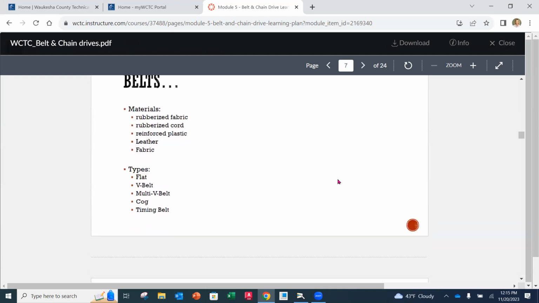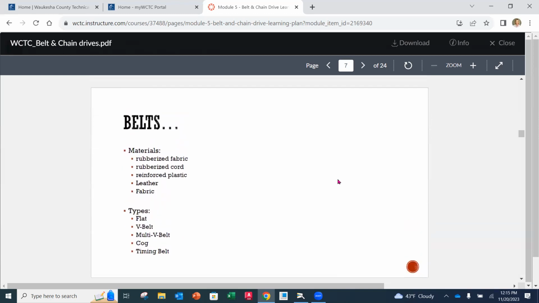Now, materials that belts are made out of. So materials that we're going to have our belts made out of are going to be rubberized fabric, rubberized cord, reinforced plastics, leather, fabric, and combinations of the sorts. Sometimes they even have metal cord or wire running through them to create some additional strength and such.